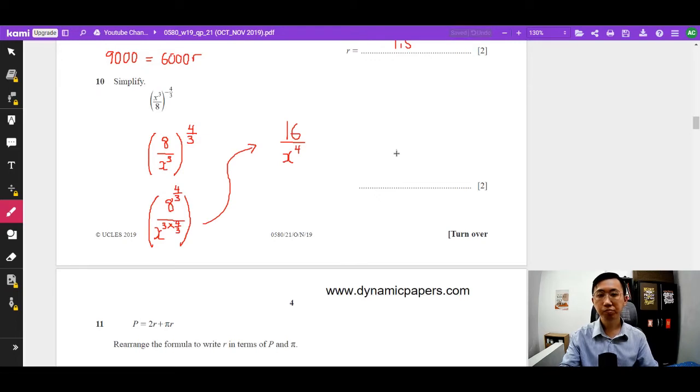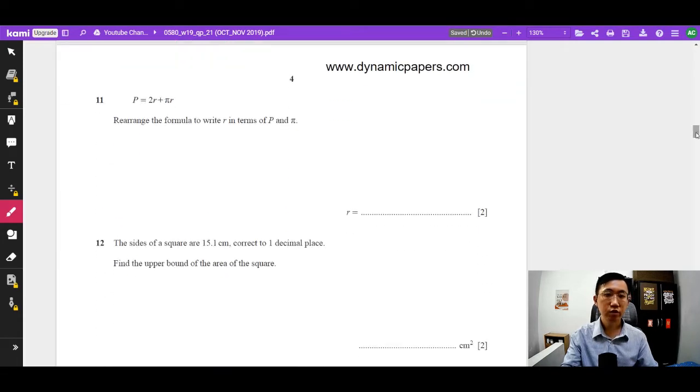16 over x to the power of 4. Or another answer you can write is like this: 16x to the power of -4. So it's going to be the same. You can choose either one of these. Alright, so this number 10 for you.